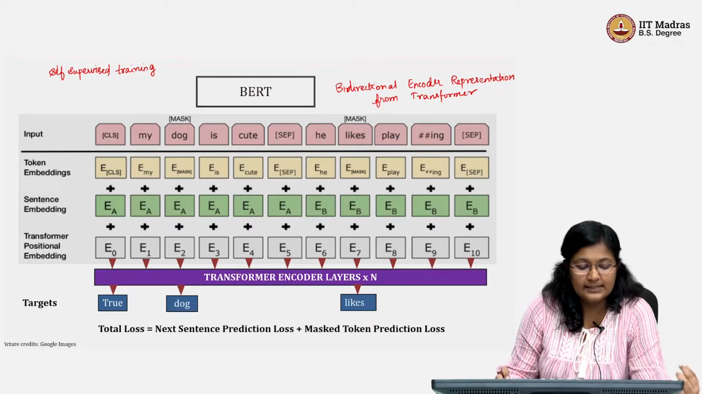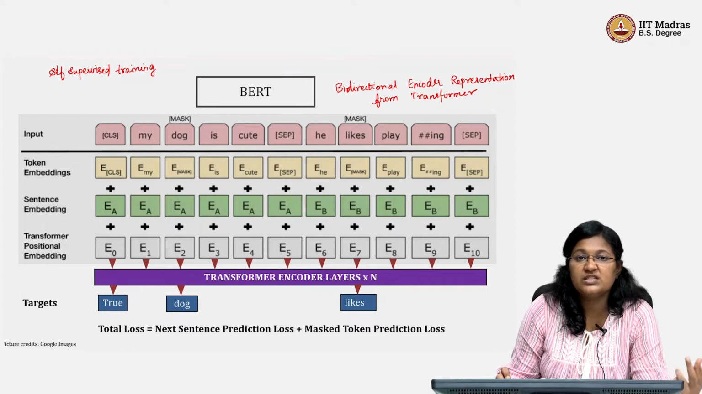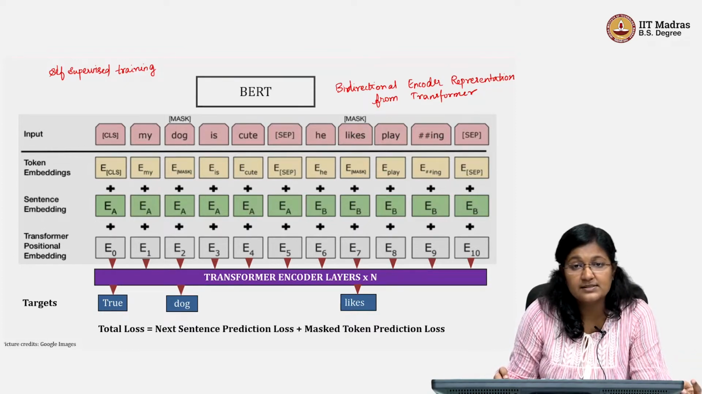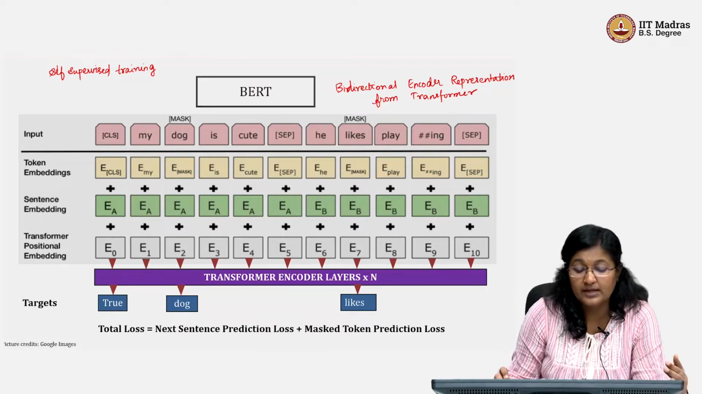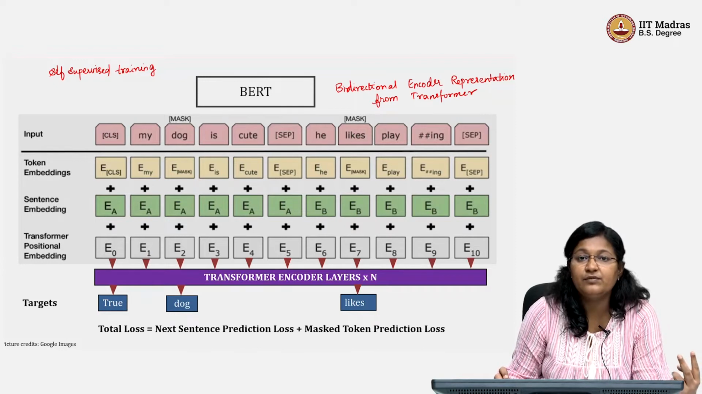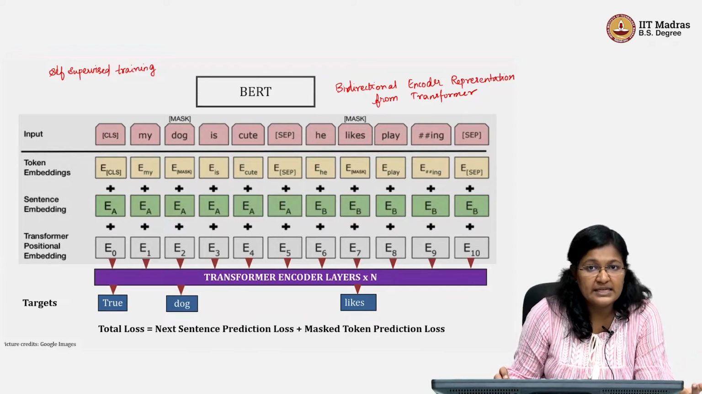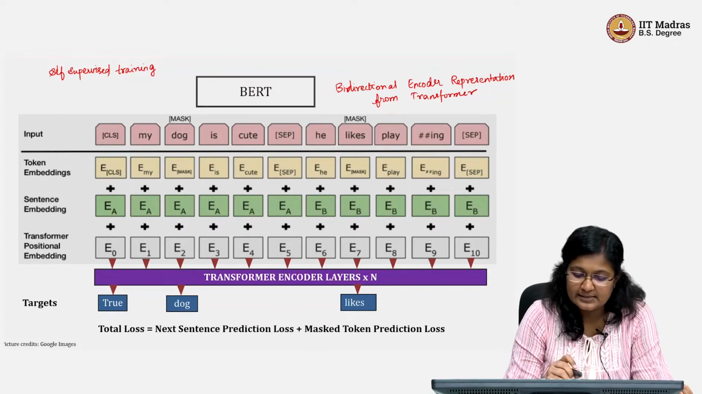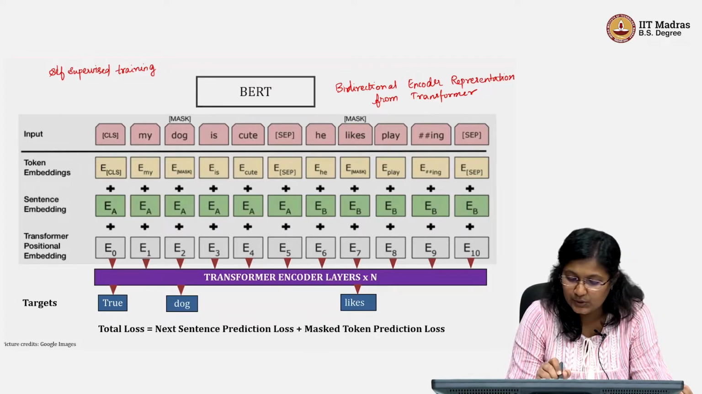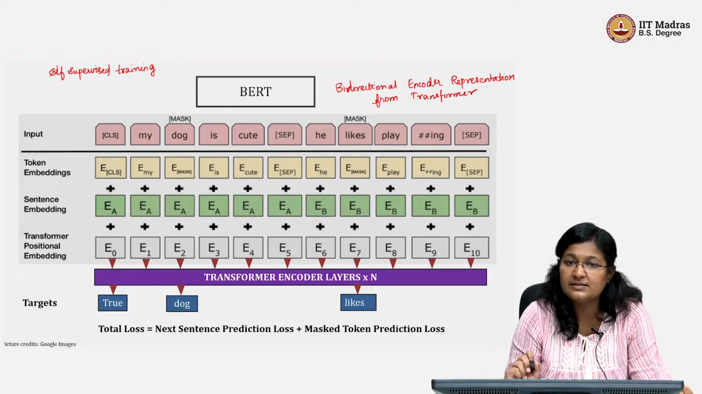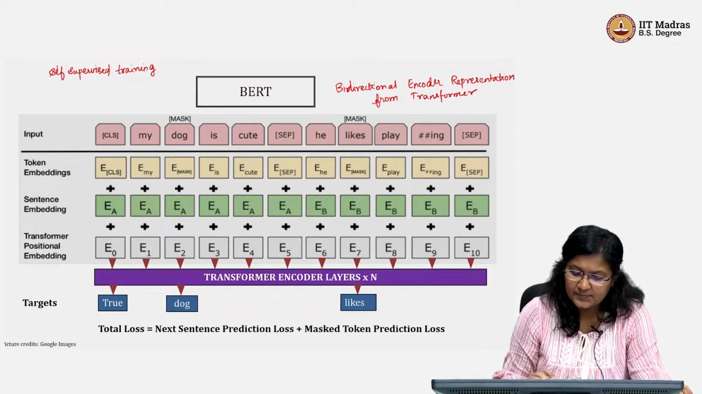You will take inputs which are 2 sentences, okay. They may be consecutive sentences or they can be different sentences, okay, which means they need not follow each other. So we have 2 sentences, they may follow each other or they may not follow each other. So here the 2 sentences are, my dog is cute, that's your first sentence. He likes playing, this is your second sentence.